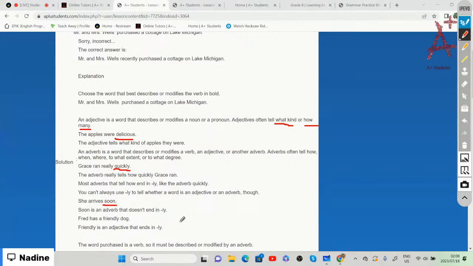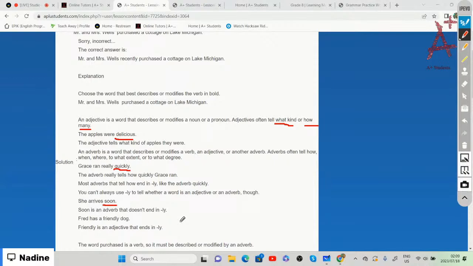And remember, adverbs often tell us how, which ends in ly. It tells us when he or she will arrive, where, which also mentions the place, to what extent, or to what degree, right? So soon in the sentence she arrives soon, right? Soon is an adverb and it does not end in ly, right?